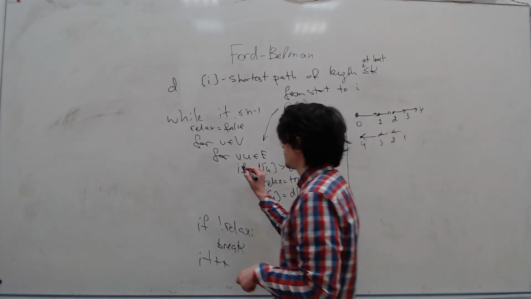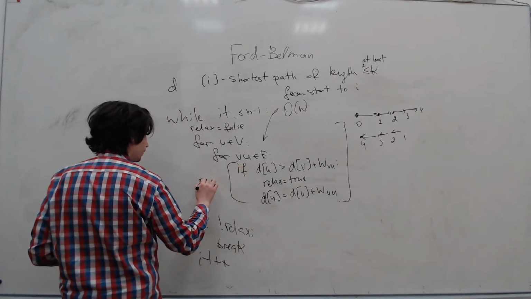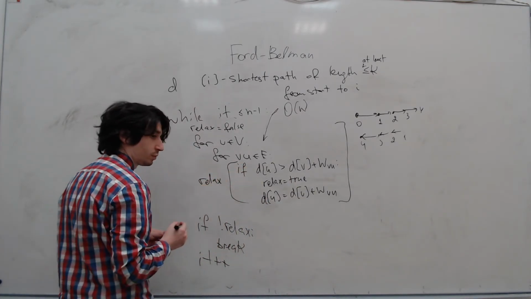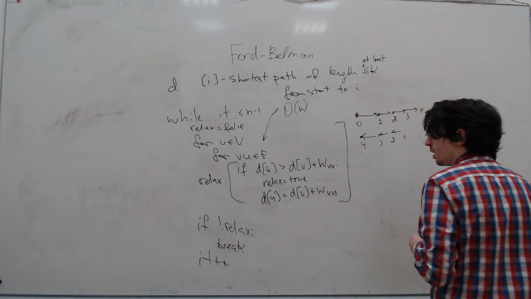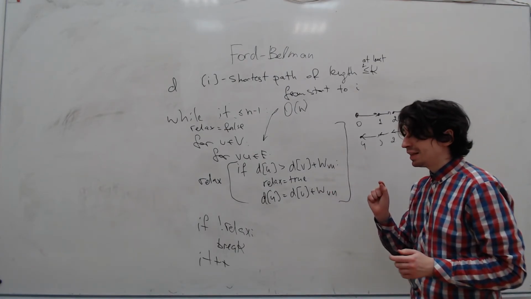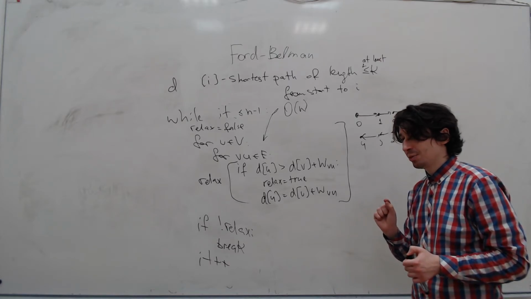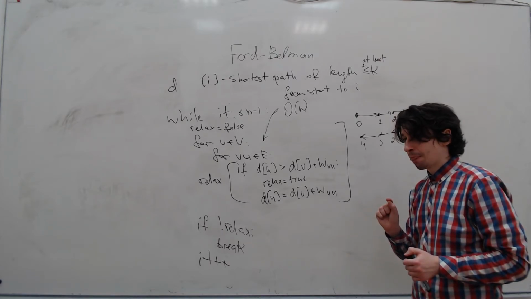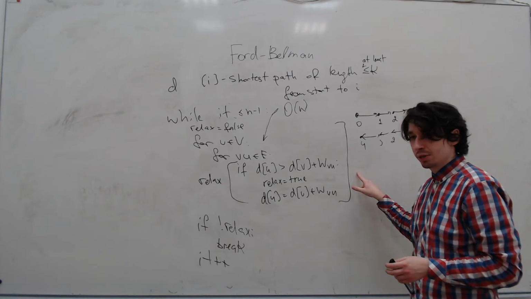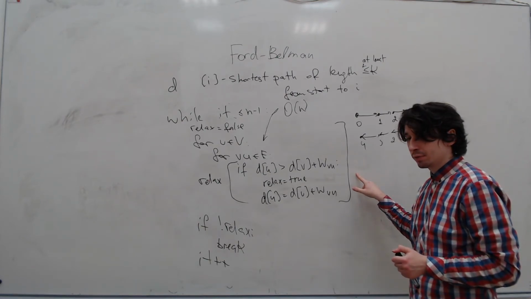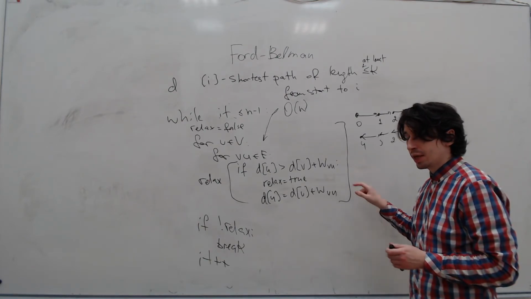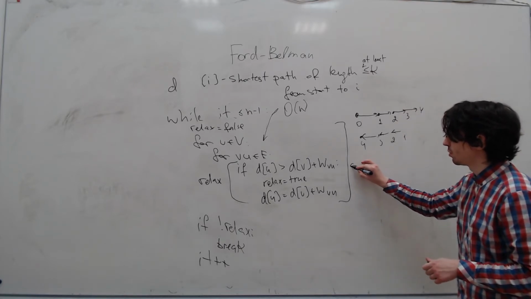This is relax. At least one, I guess. At least one or exactly once? Exactly once. So what will the complexity of this be? It would be the number of edges. Yes, exactly. So it will be the number of edges.